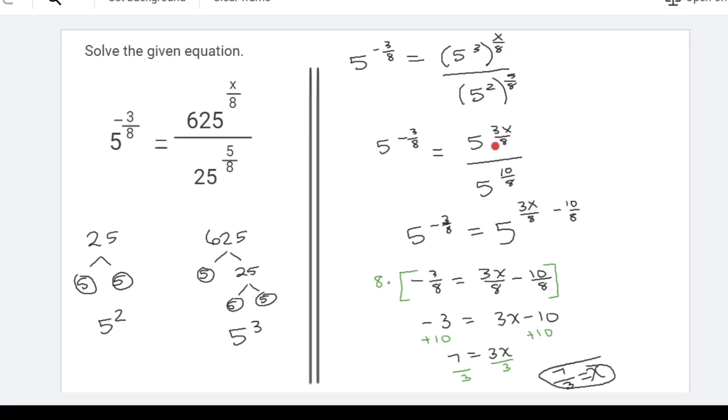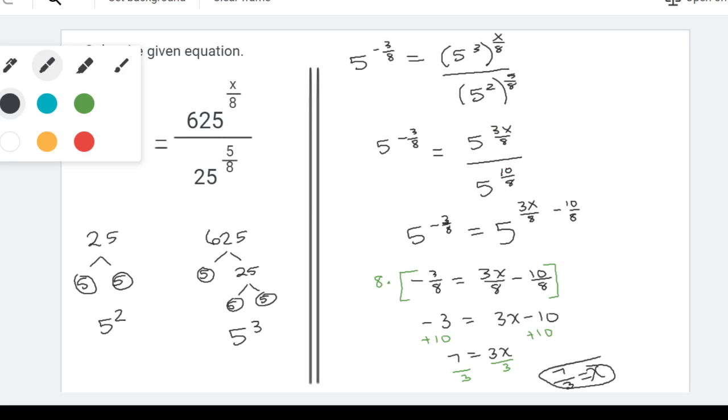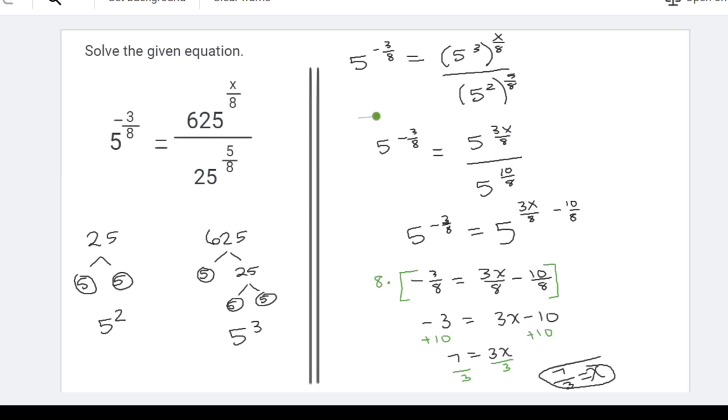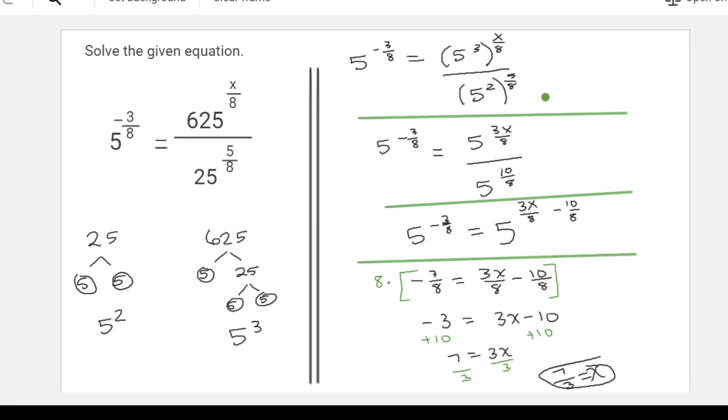And then I used the power of a power property just to change those exponents. Okay, I multiplied them together. I'm just going to draw a line between these to clarify things. So I used the power of a power property, and I multiplied the exponents. And then I used the quotient property. And with the quotient property, I was able to subtract the exponents and make just one base.